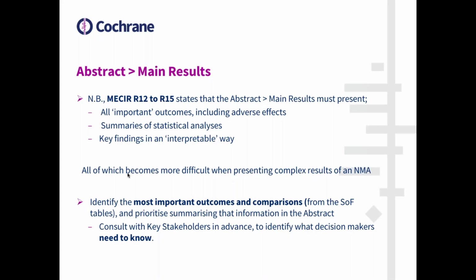But if it's just not possible to get all of that information in the abstract and stay under 1,000 words, then it might be necessary to prioritize even further and only choose maybe one key outcome of benefit and one key outcome of harm from the summary of findings tables and use the abstract to summarize them. But the best option that authors could take here is to consult with key stakeholders, because they're the ones who can best advise on what key decision makers need to know.